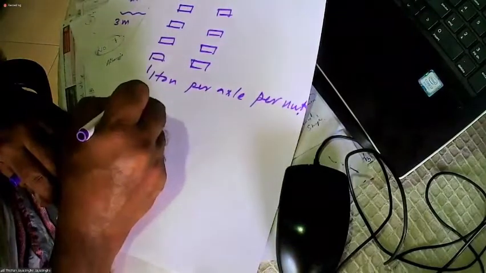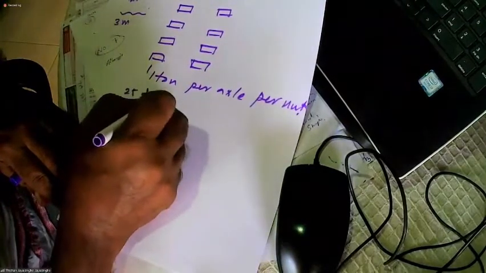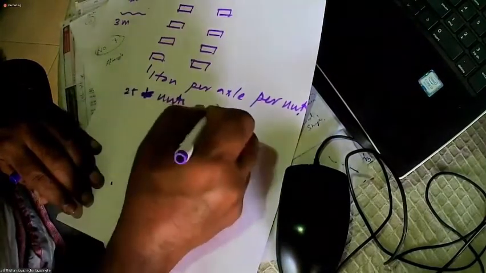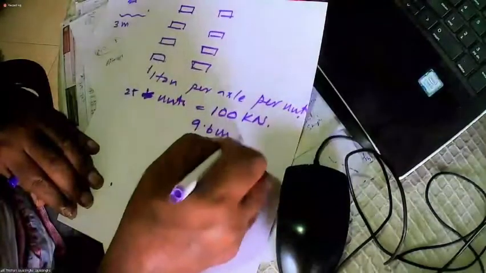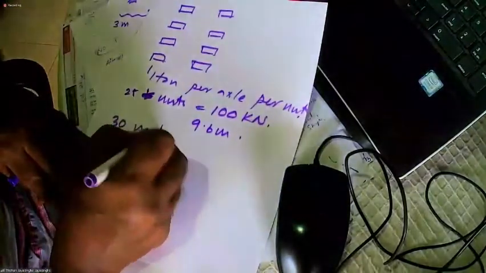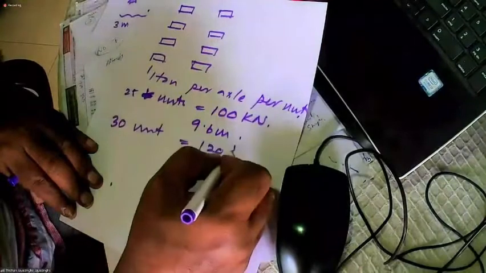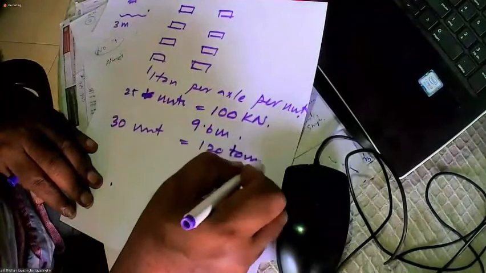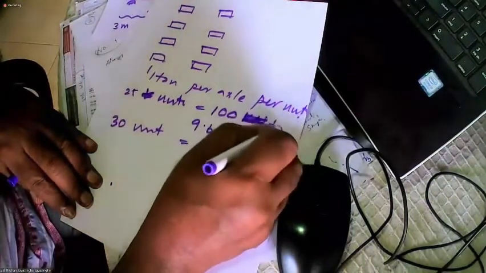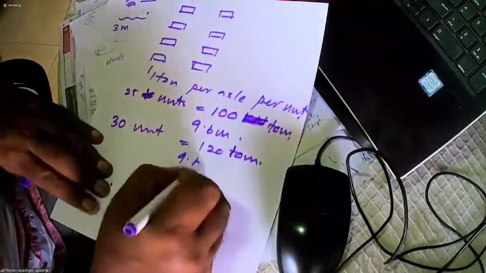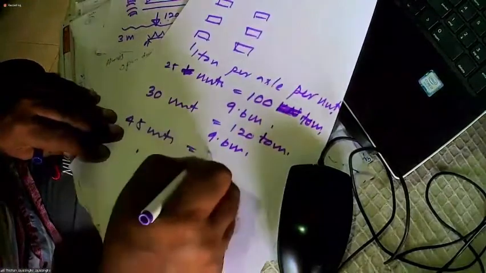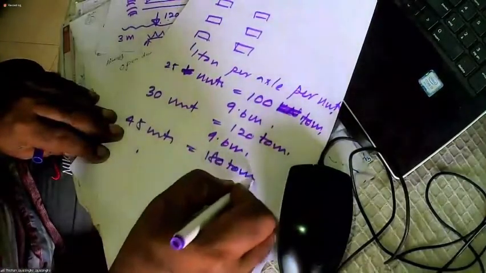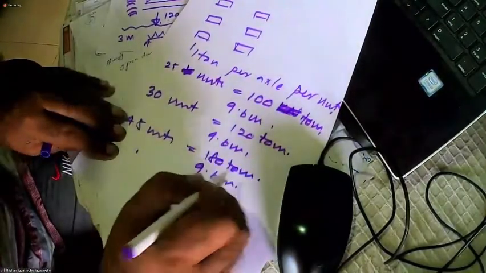So if it is 25 units, the total weight of the truck is 100 kilonewtons over 9.6 meters. 30 units, 120 tons. 45 units, 180 tons over 9.6 meters.